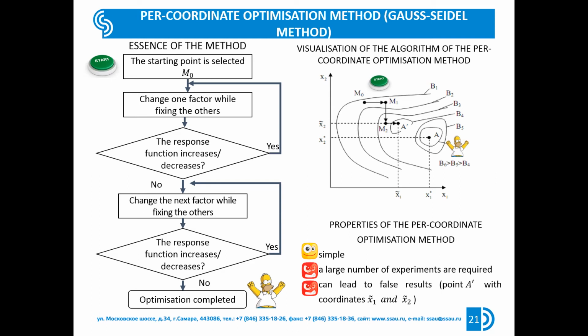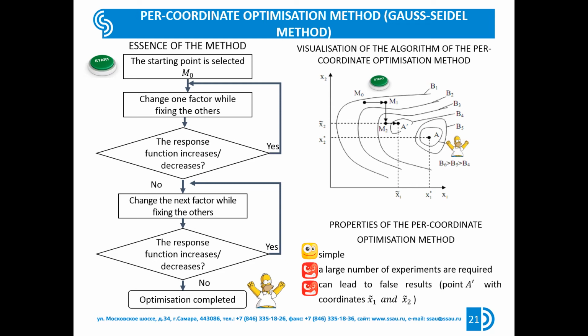The essence of the method is as follows. An arbitrary point M0 with corresponding coordinates is selected from the factor definition area. The search for an optimum is carried out by varying each factor in turn, first varying one factor, for a two-factor experiment x1, while fixing the other factors. For a two-factor experiment x2 is constant, until the response function stops increasing or decreasing, point M1. Then another factor is changed, for a two-factor experiment x2, while holding the other factors constant. For a two-factor experiment x1 is constant, and then the procedure is repeated.